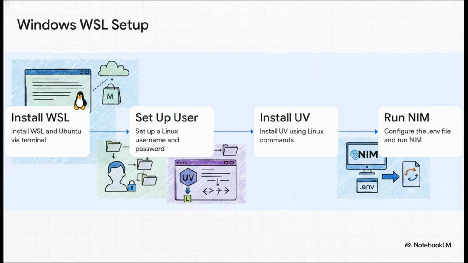Finally, step 4, configure your .env file with your verified NVIDIA API key and the model name, and then run the NIM server. And just a quick reminder, for all of this to work seamlessly, make sure you create all your project folders inside this new Linux environment. You can actually access it super easily right from your standard Windows File Explorer under the Linux tab.